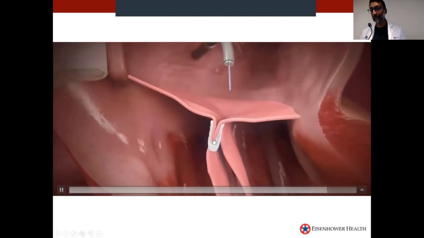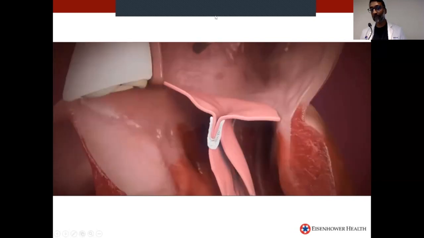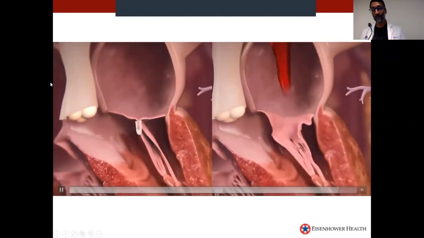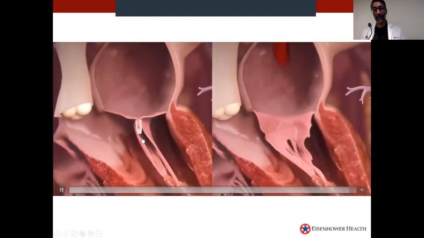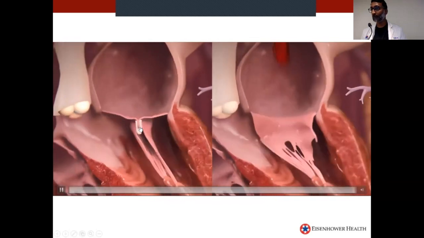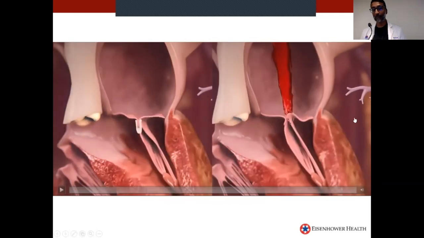Once everything's done, the clip gets deployed and we take the device out of the body. You can see the leak back here, no leak right here. When you have an appropriately deployed clip, that's what we expect to see, is resolution of the blood flow backwards.